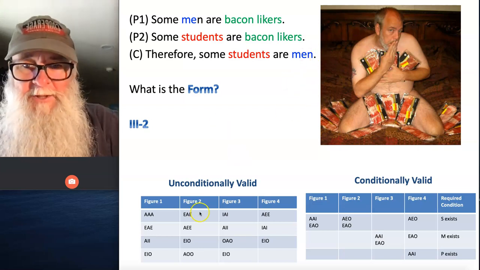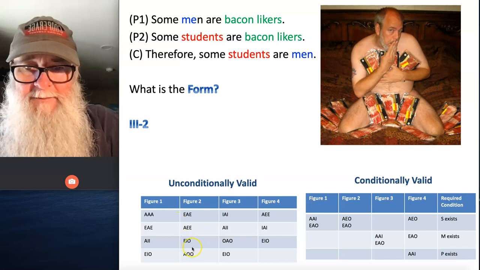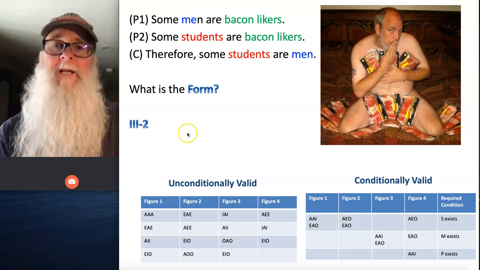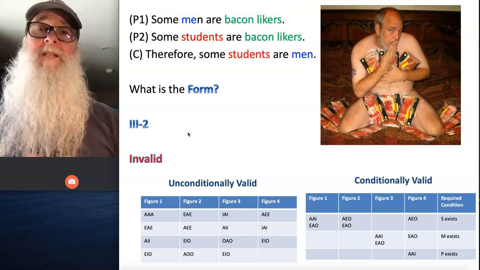So let's look at our figure 2 column. Do we see I here? Nopers. Do we see I here? Nope. Okay, that tells us this argument is invalid.